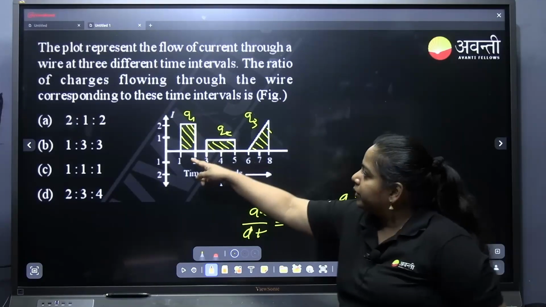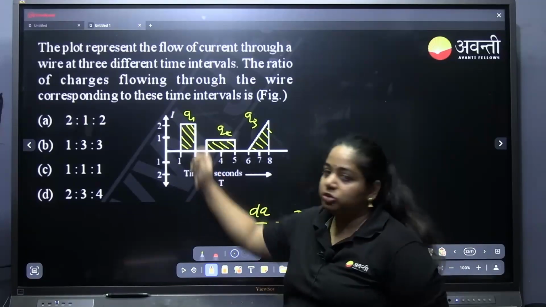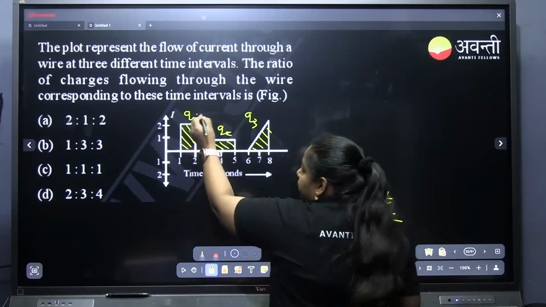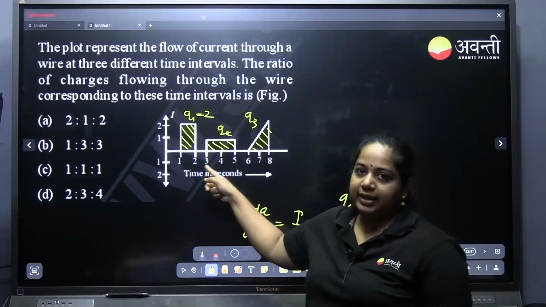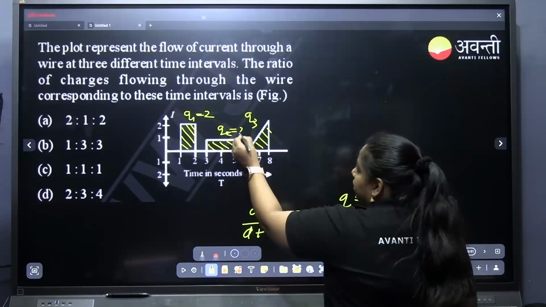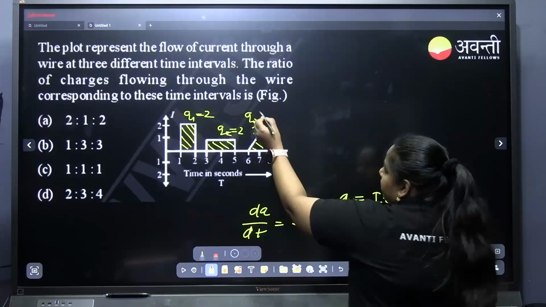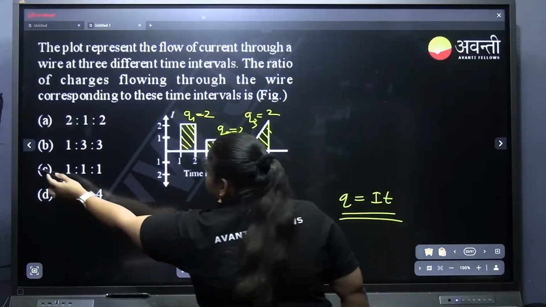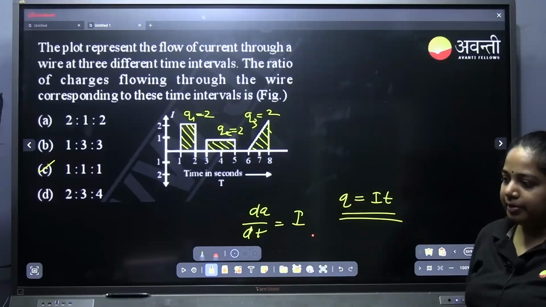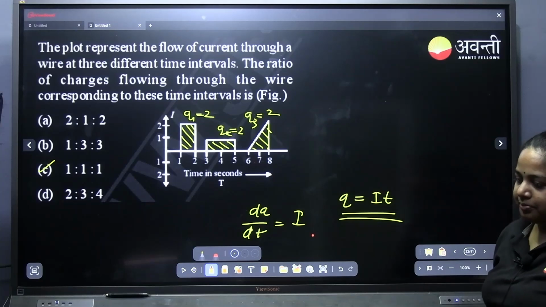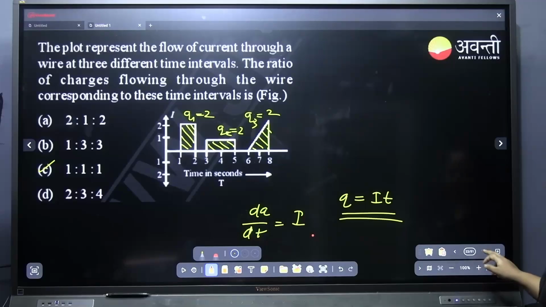Here it will be 2 into 1. Time change is 1 second and current is 2 ampere. So 2 into 1, here Q1 will be equal to 2. Q2 is I into 2 seconds, so it will also be 2. Q3 will be half B H, yes, this will also be 2. So the ratio is 1:1:1. Very good. Everybody else also understood this? Okay, let's move on.